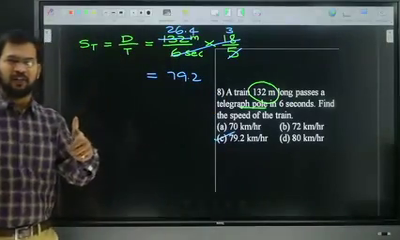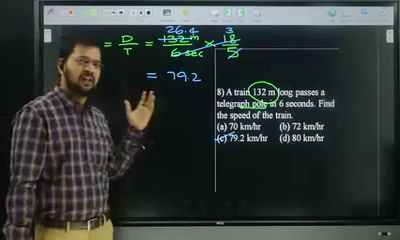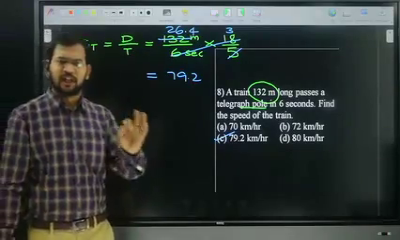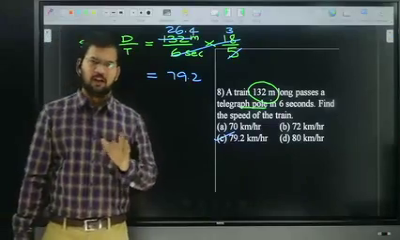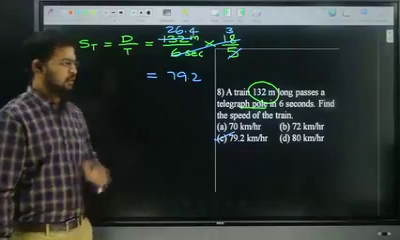All of you okay? In previous cases, up to the 7th question, they were asking simply time. But here they're asking the speed. All of you clear? Just make a note.